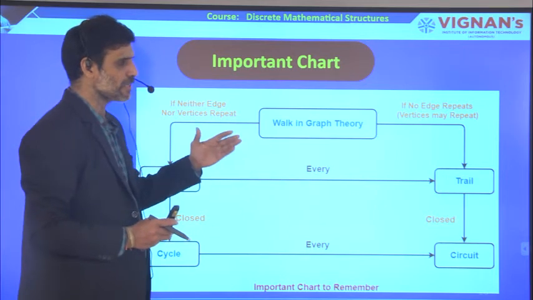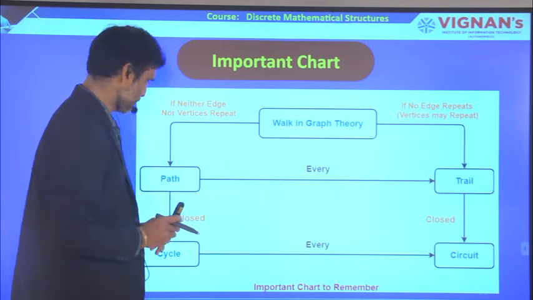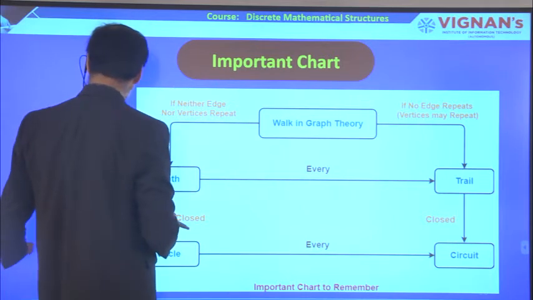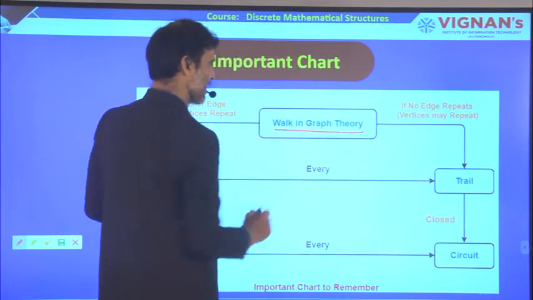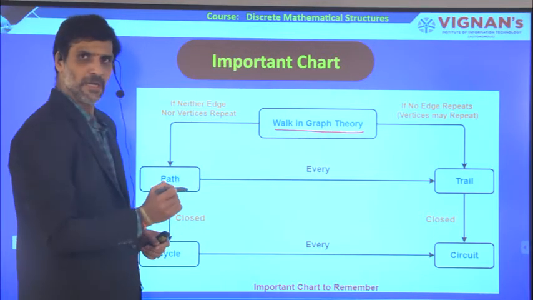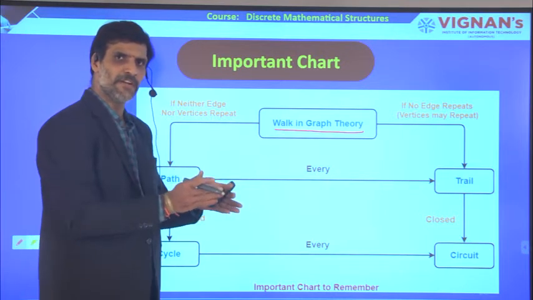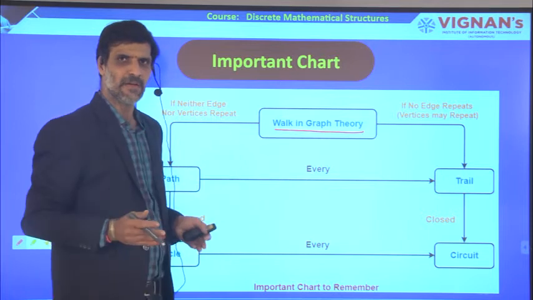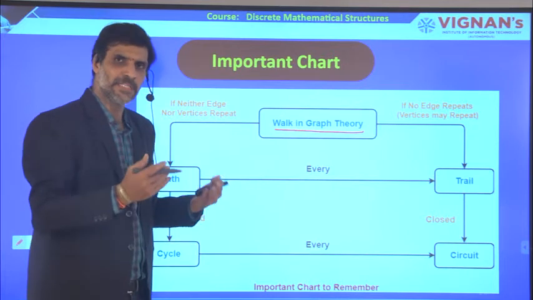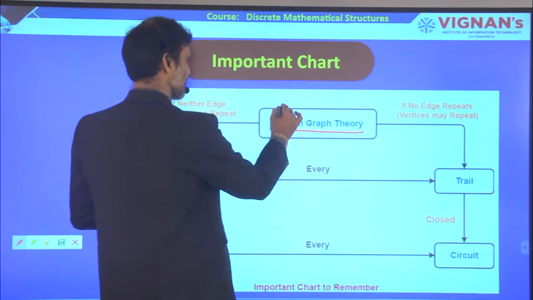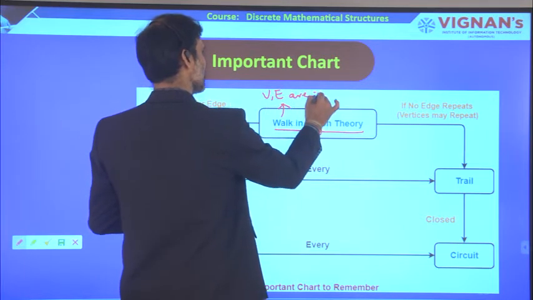So if you remember this particular chart, then you can define any term very easily. So what is this chart? Walk in a graph. This is what we started with. What do you mean by a walk? A walk is nothing but simply traversing the graph along the vertices and the edges in between the vertices, where vertices may be repeated or edges may be repeated. In a walk, vertices and edges are both repeated.